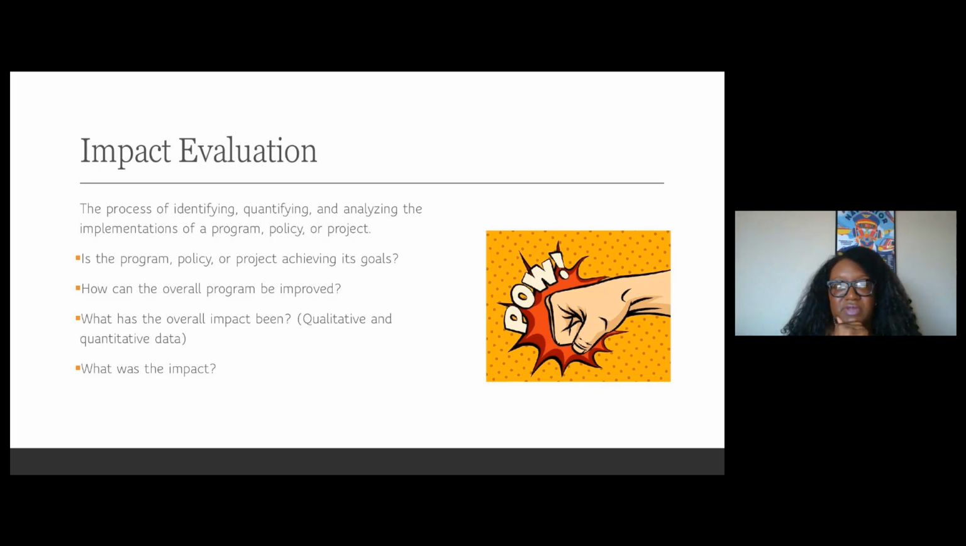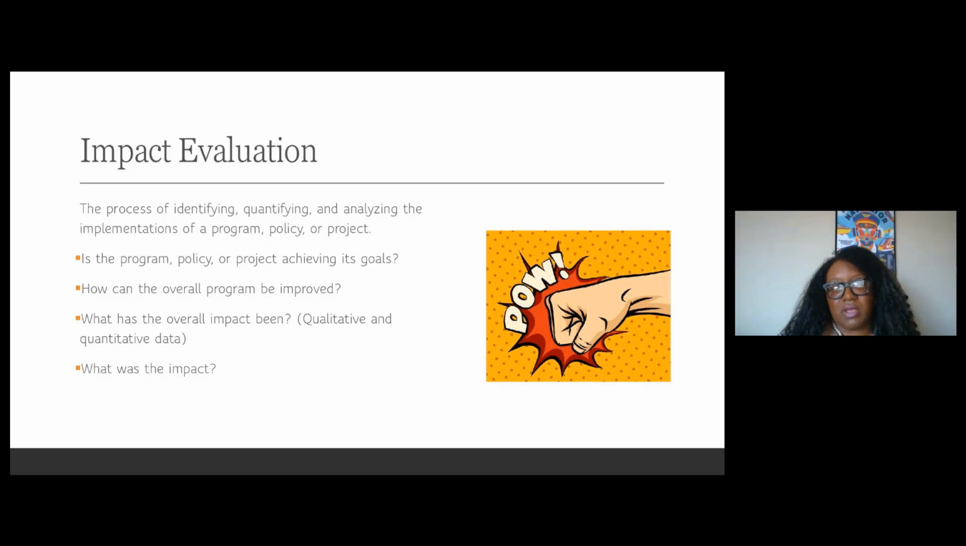With impact evaluation, what we're looking to do is identify, quantify, and analyze the implementation of a program, policy, or project. So is a program, policy, or project achieving its goals, right? If it is, then there's an assumption of impact, right? How can the overall program be improved? What has the overall impact been, right?